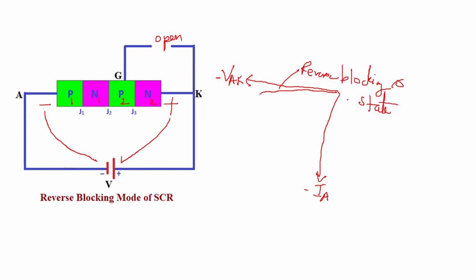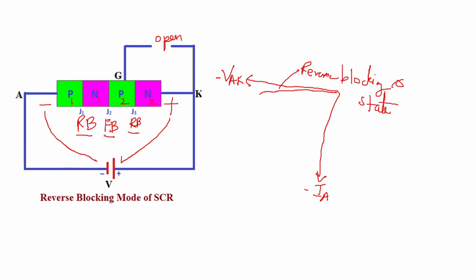Now again if you increase the voltage, let's see what is happening in these junctions, J1, J2 and J3. Junction J1 is reverse biased, junction J2 is forward biased, and junction J3 is reverse biased. Here P is connected to the negative terminal and N is connected to positive, so it is reverse biased. Here N is connected to negative and P is connected to positive, so it is forward biased. And at J3, P is connected to negative, so it is reverse biased.